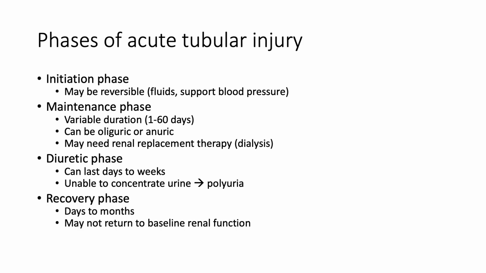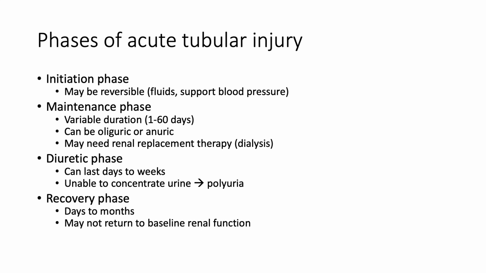So with acute tubular injury, there's kind of 4 different phases. There's that initiation phase, which is the initial hit, and the hope is that if you can try to improve perfusion to the kidney quickly enough, this may be reversible. But once the damage is done, there's not a lot you can do, and that's when you enter this maintenance phase. And that could be pretty variable how long it is. It could be 1 week, 3 weeks, 2 months, where there's not much you can do. You're just waiting to see if the kidneys are going to get better.